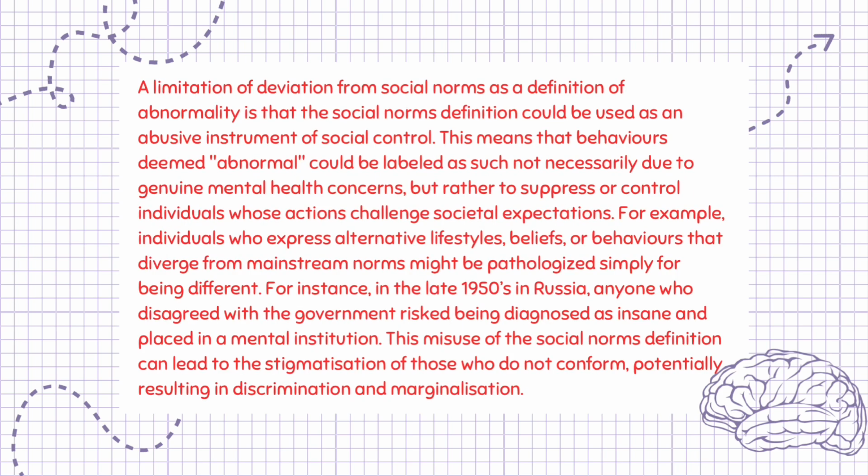A limitation of deviation from social norms as a definition of abnormality is that the social norms definition could be used as an abusive instrument of social control. This means that behaviors deemed abnormal could be labeled as such not necessarily due to genuine mental health concerns, but rather to suppress or control individuals whose actions challenge societal expectations. For example, individuals who express alternative lifestyles, beliefs, or behaviors that diverge from mainstream norms might be pathologized simply for being different. For instance, in the late 1950s in Russia, anyone who disagreed with the government risked being diagnosed as insane and placed in a mental institution.